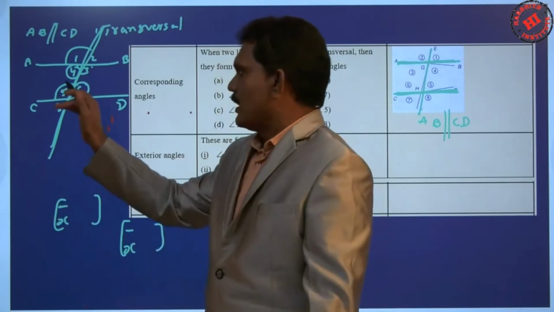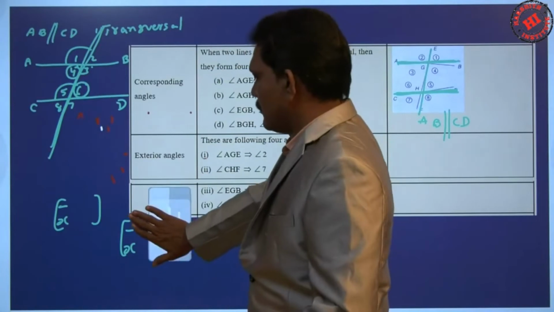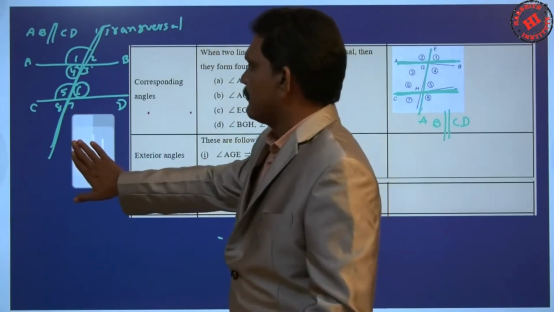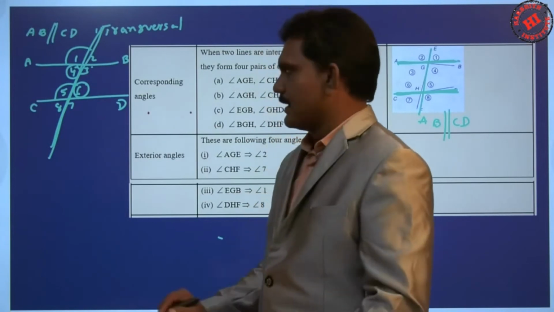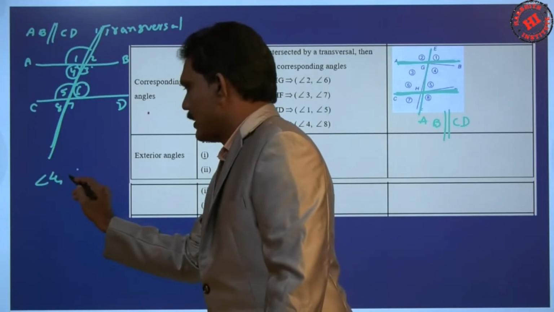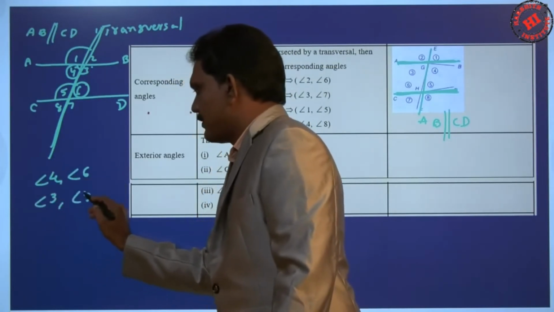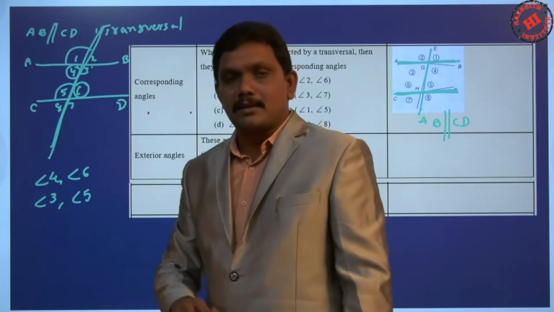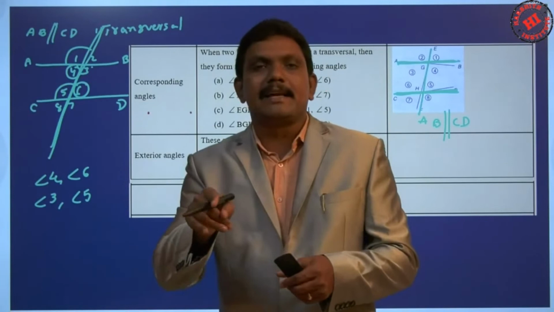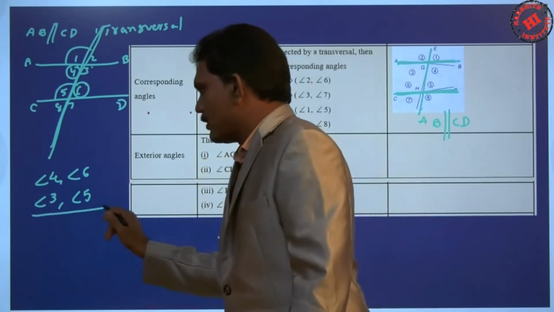Dear students, angle 4 and angle 6 are called alternate angles. And one more pair: angle 3 and angle 5 are called alternate angles. So angle 4, angle 6, and similarly angle 3, angle 5 are alternate angles, and they are also called alternate interior angles. Let's take one more pair.